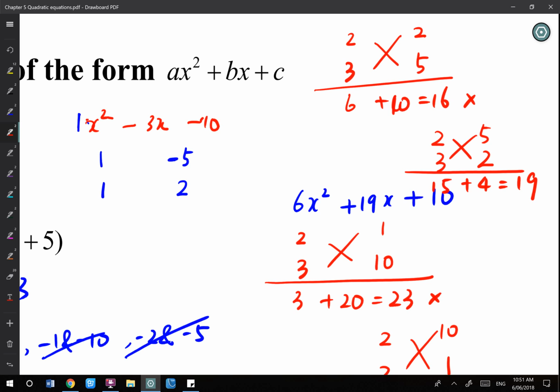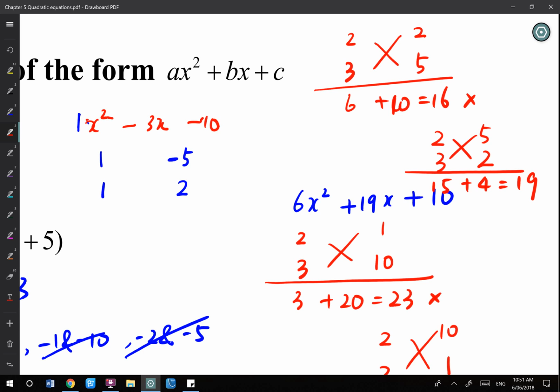Well, you can still try 1 and 6, 5 and 2. 1 and 6, 2 and 5. 1 and 6, 1 and 10. 1 and 6, 10 and 1. So they are all different pairs you can try. There are so many possibilities when the x squared coefficient is not 1.